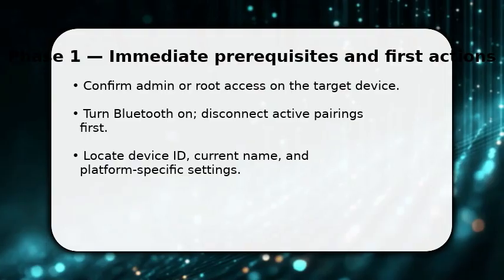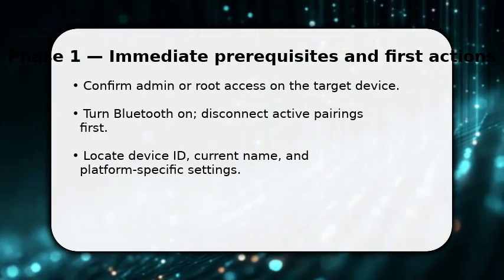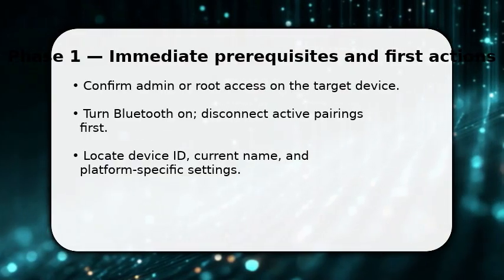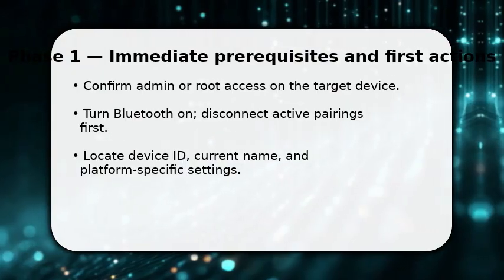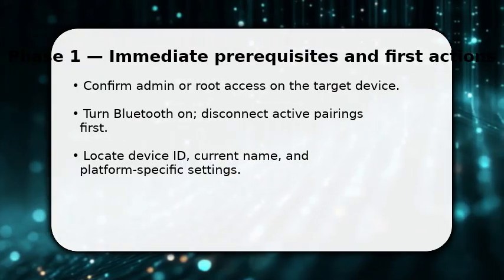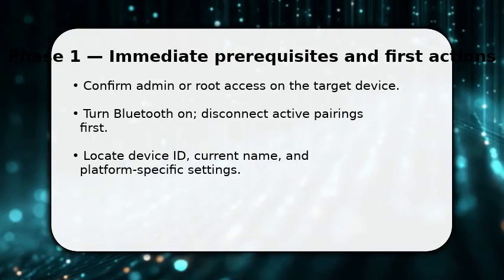You begin by confirming you have admin or root access. Without it, you cannot make the change persistent. Once done, turn Bluetooth on and disconnect any active pairings so the device name change propagates cleanly.